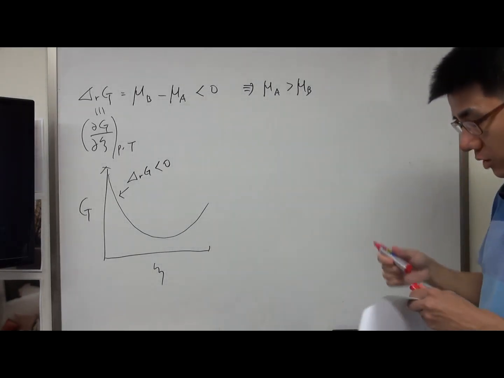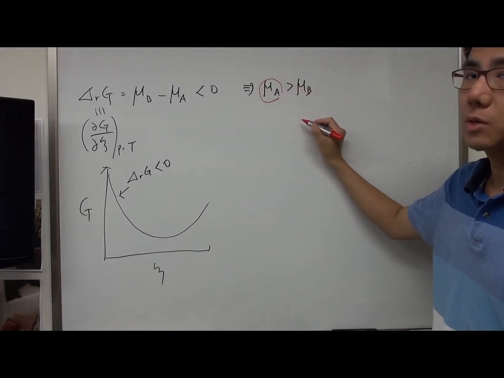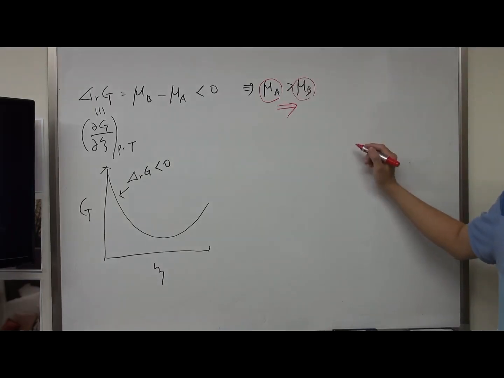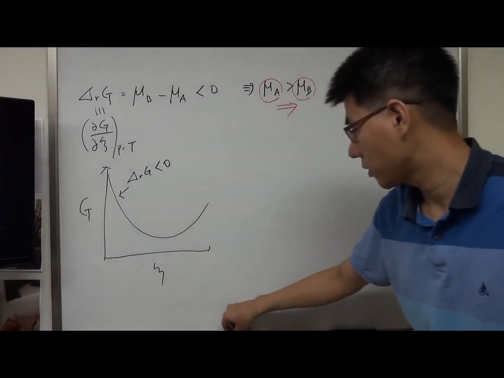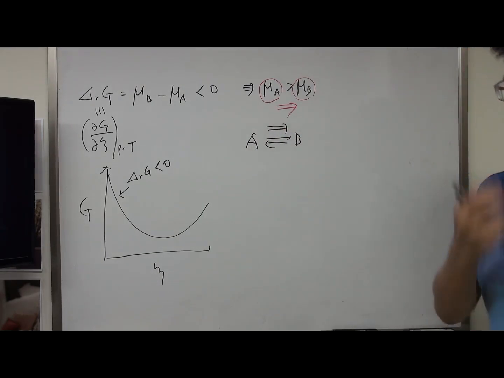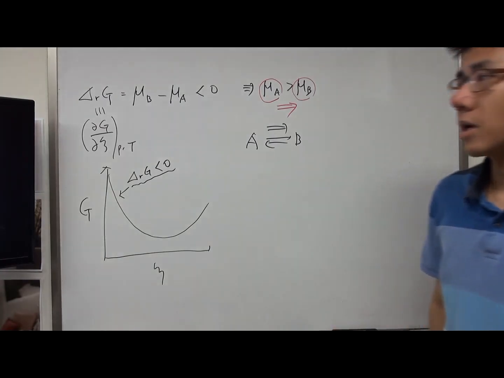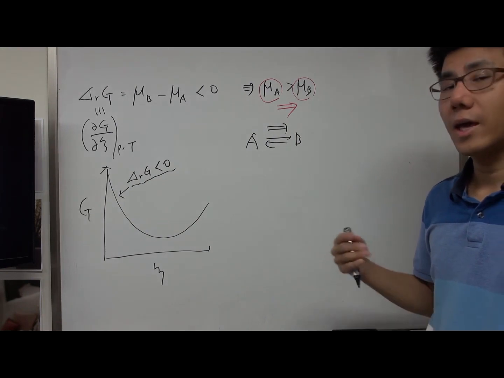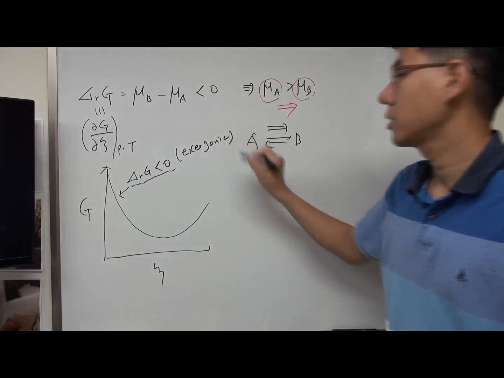As you all know, Gibbs energy tends to lower value. So A with higher chemical potential would change to B with lower chemical potential. Which means that the forward reaction from the original reaction was this, right? The forward reaction would be spontaneous. When reaction Gibbs energy is negative, forward reaction is spontaneous. And this reaction is called exergonic reaction. Exergonic. Okay?